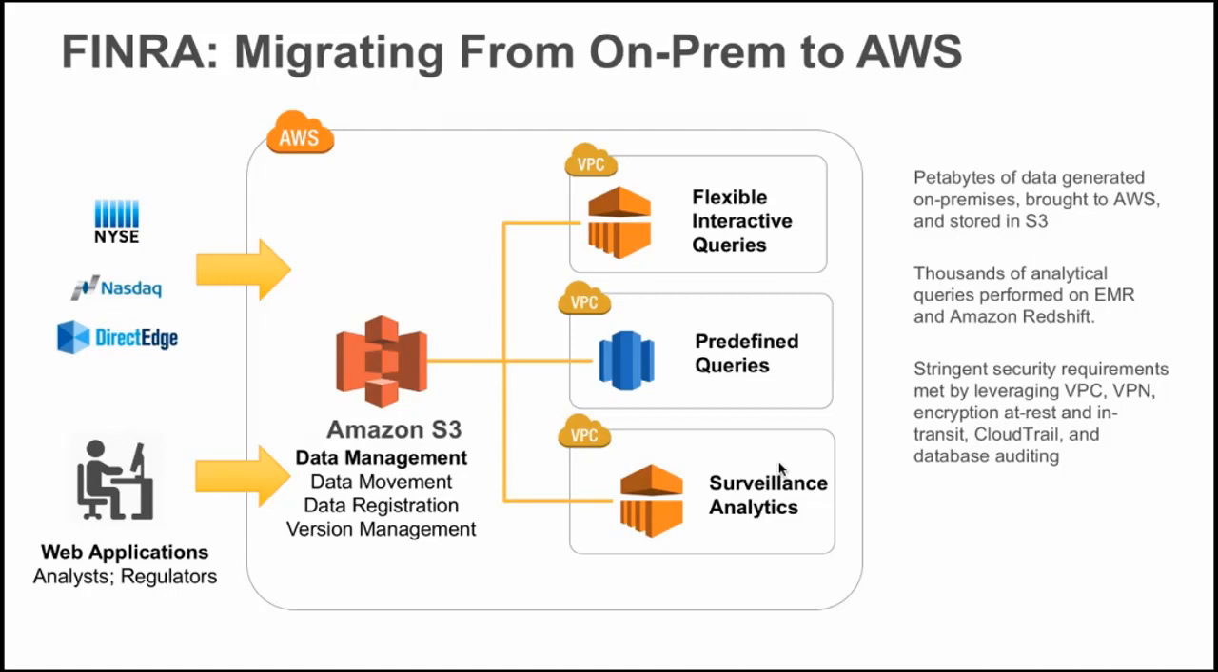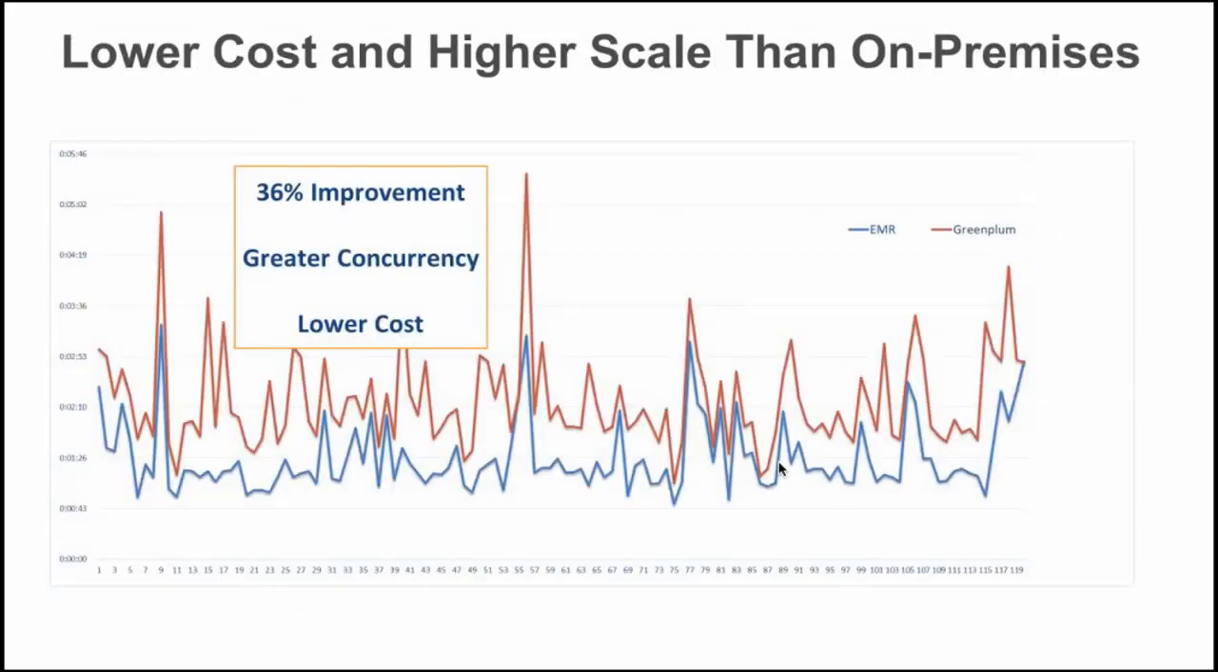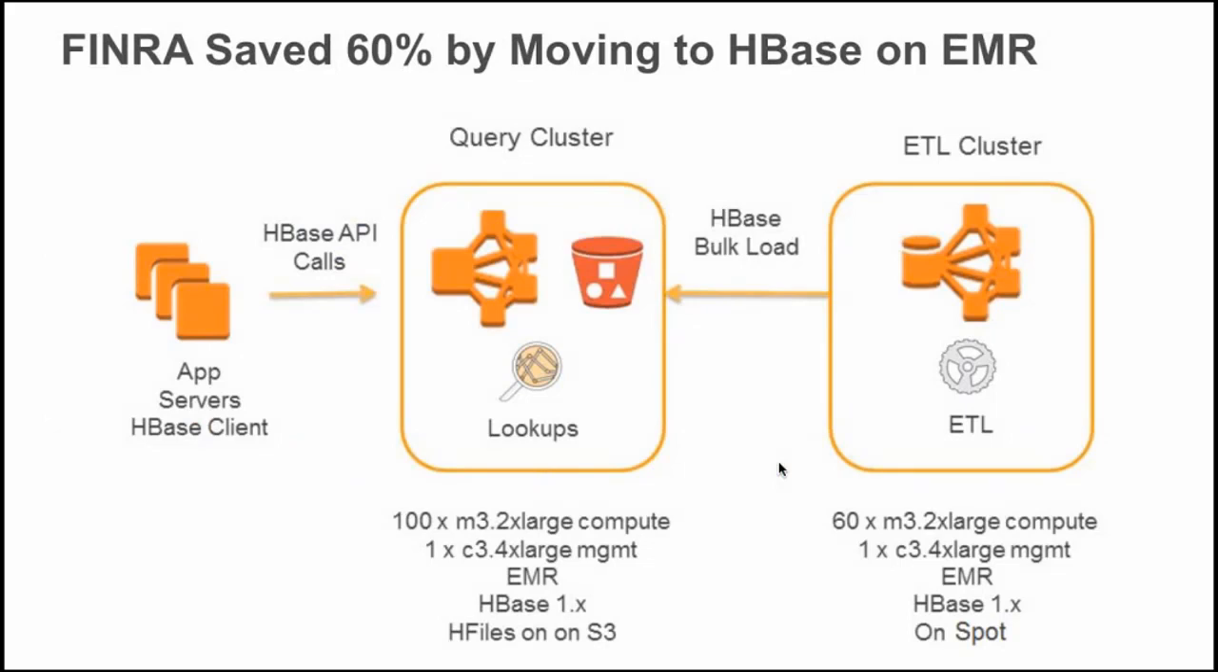They migrated their on-prem Hadoop workload onto AWS into EMR. They put their data into S3. They've got all kinds of different web applications and analytics workloads running on top of AWS. They yielded a significant savings, so they were able to scale up and lower their costs than their previous on-prem solution. And you can see a great highlight here.